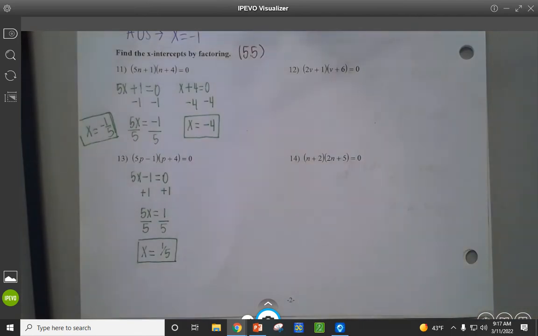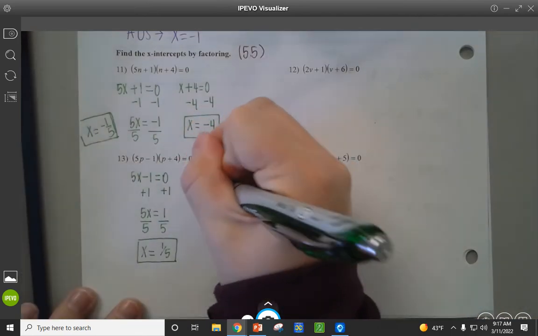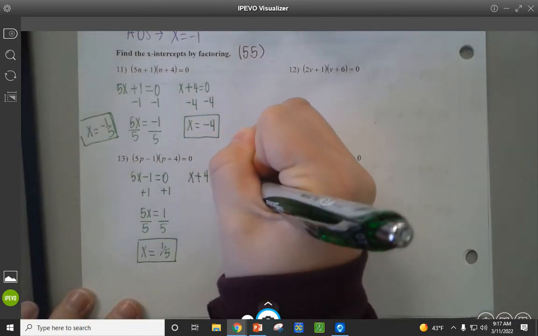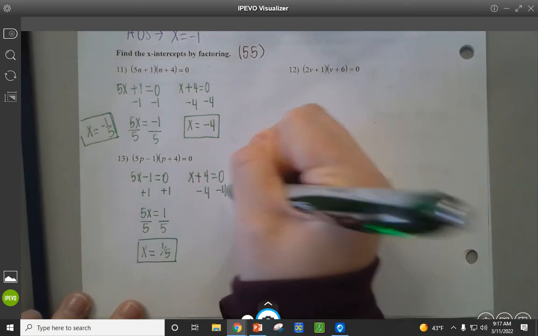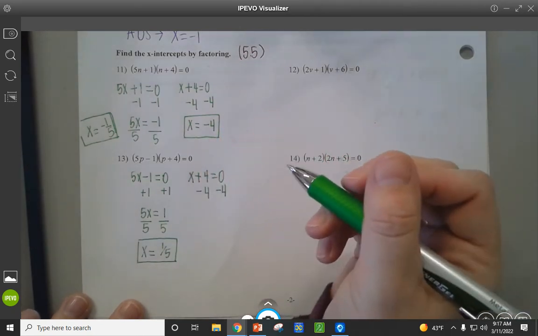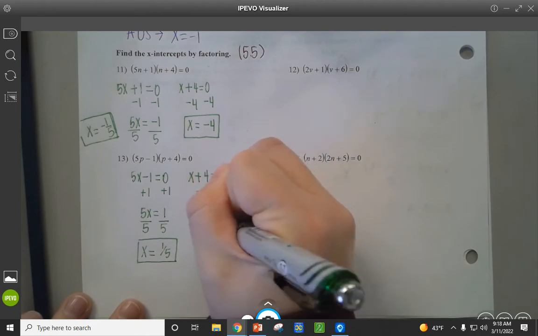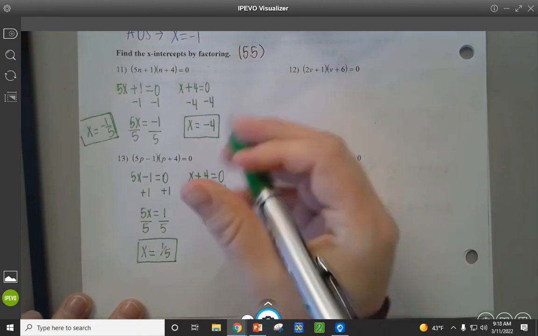Oh, wait, we didn't finish this one. Look, I didn't do both factors. X plus 4 equals 0. Subtract 4. Can somebody open the door? Thank you. And we get x equals -4.